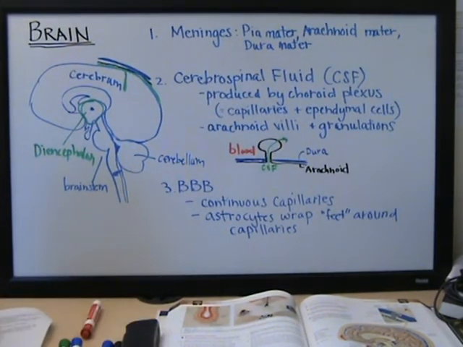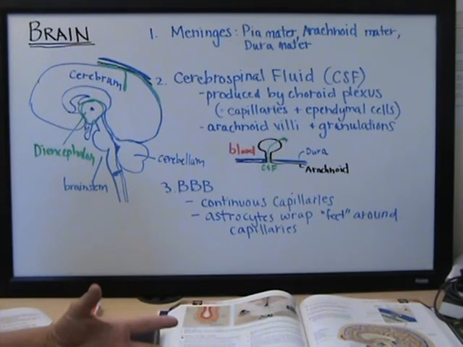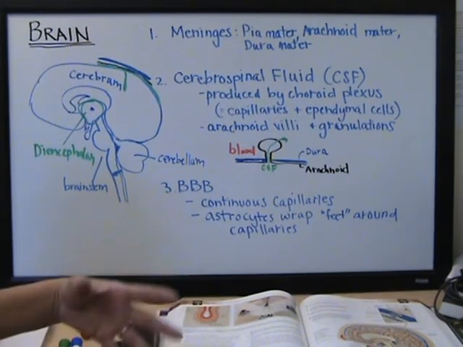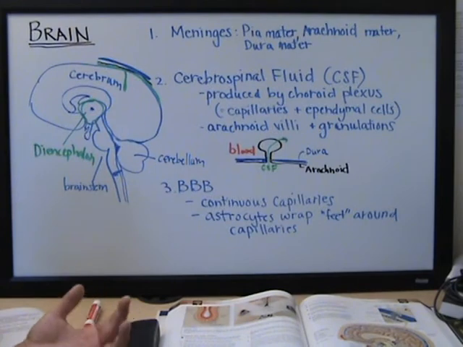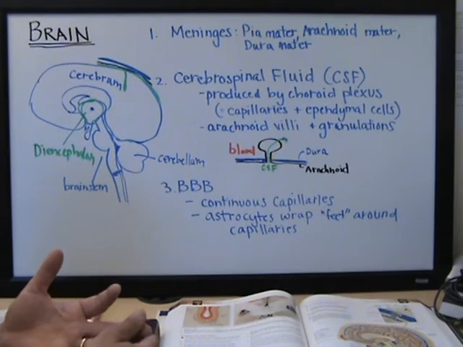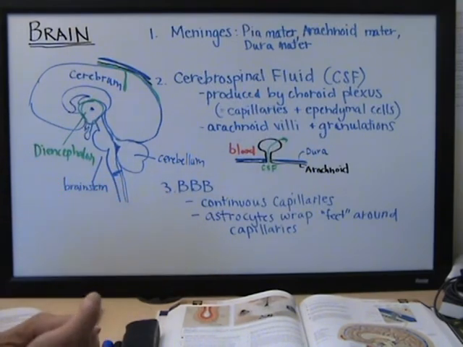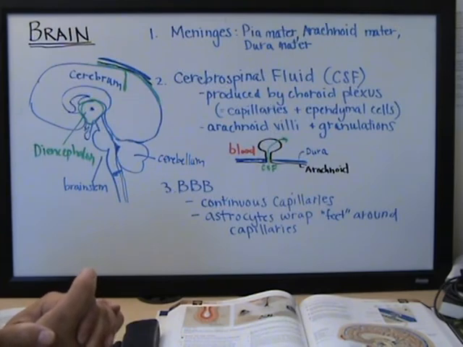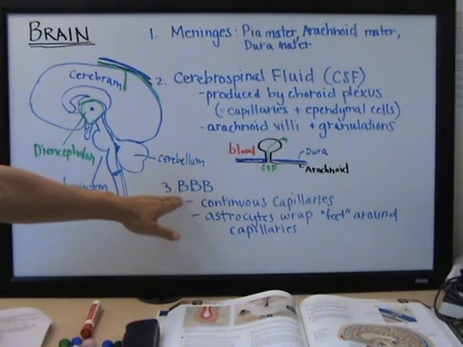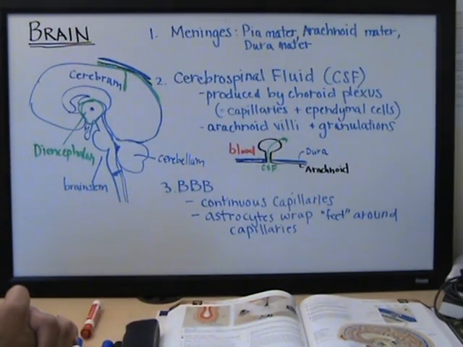Some fat-soluble or lipid-soluble substances can actually pass across that easily, such as alcohol, some anesthetics, and nicotine, which are all substances that can easily pass across the blood-brain barrier. So think about the next time that you drink alcohol, that it's easily crossing your blood-brain barrier and entering your brain.